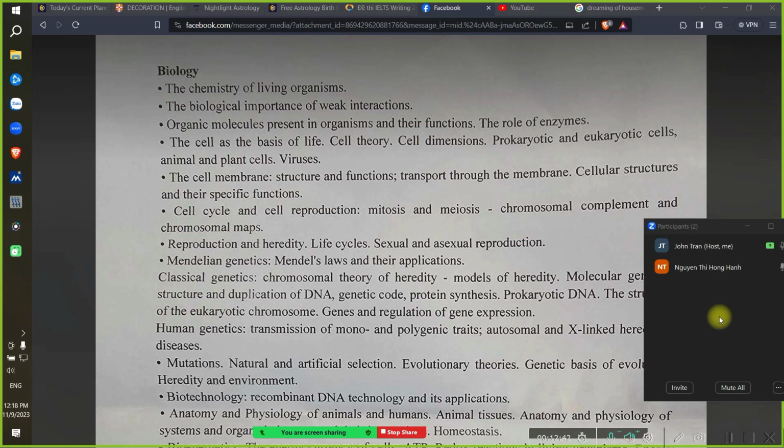And also for big molecules like glucose, a channel protein cannot work. Now we have a carrier protein. So those are different types of protein.